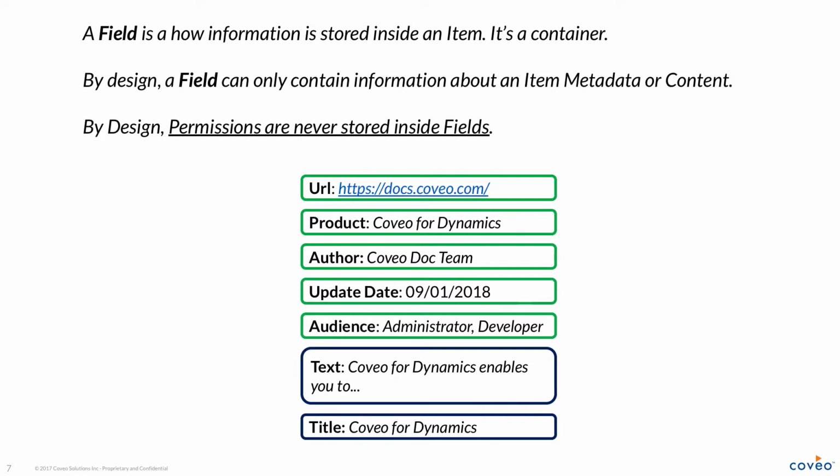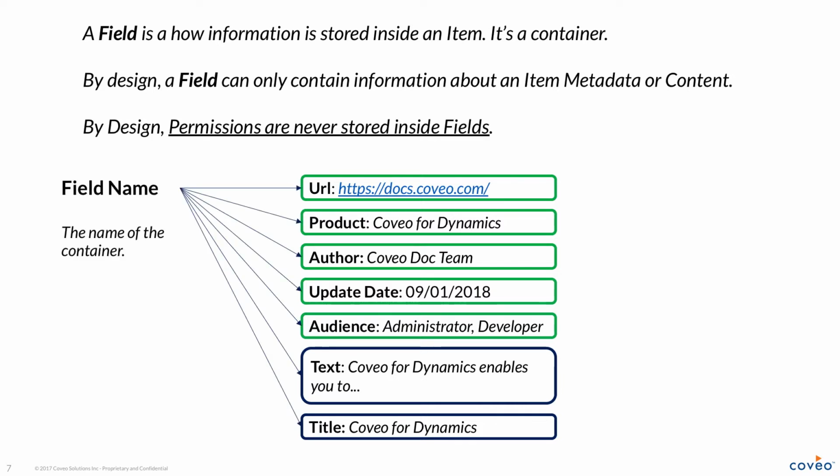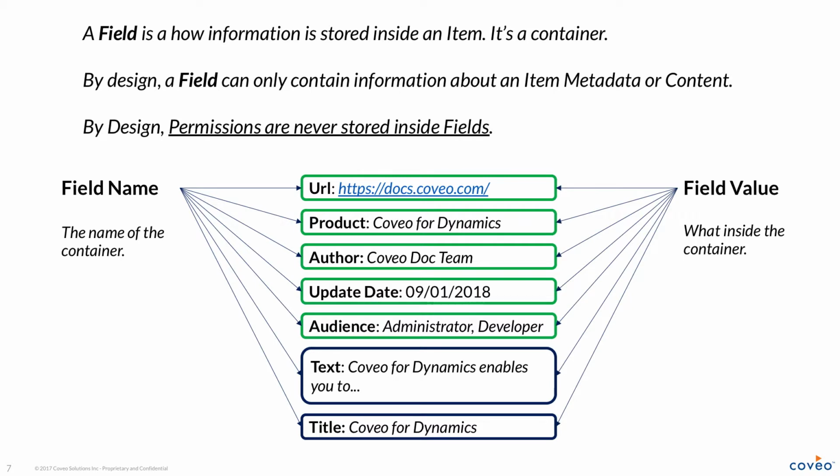What you must understand for now is that all fields have what's called a name, or a field name. It can be useful to visualize it as the name of the container that contains the information. Here, URL, product, author, updated date, audience, text, and title are all field names. Likewise, all field names have a corresponding field value. For example, the value of the field product is Coveo for Dynamics. So this can be viewed as what is inside the container.